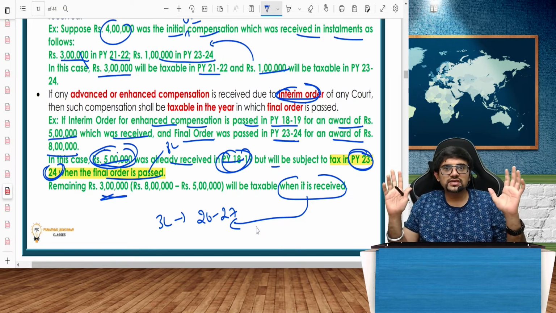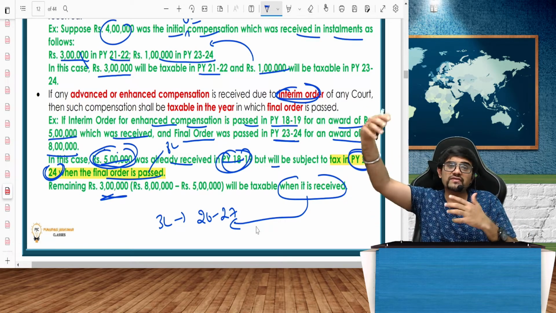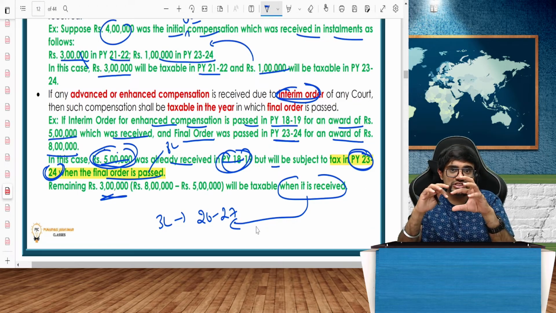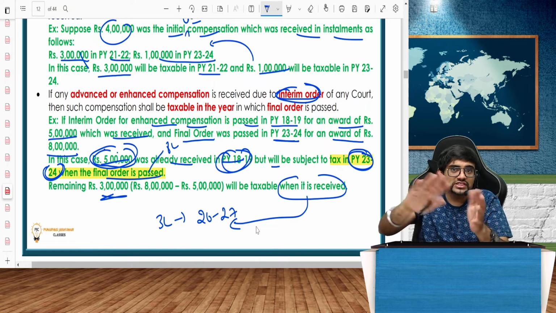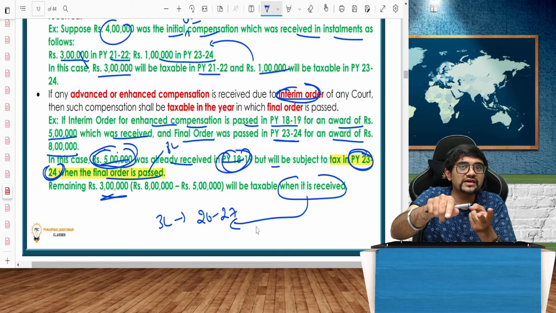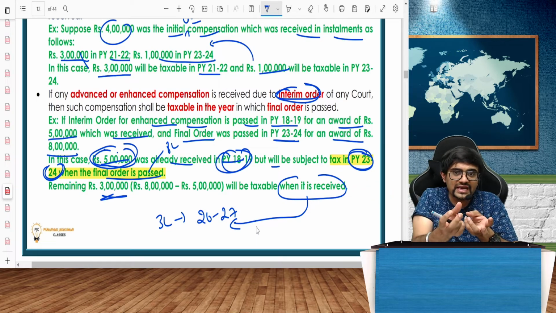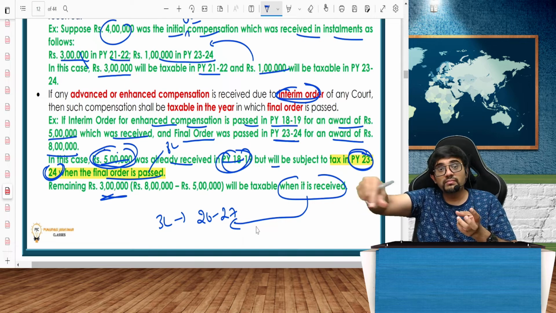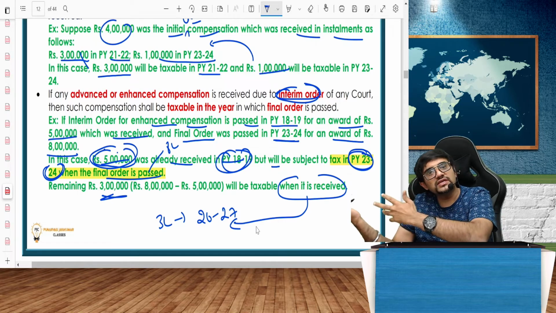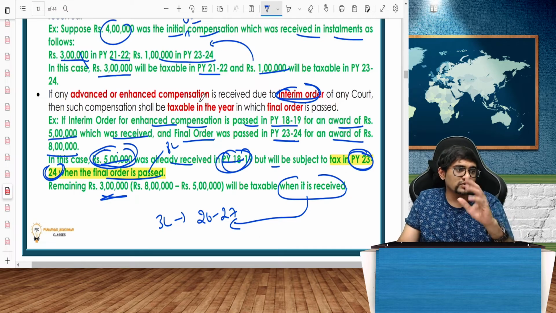Are you clear, guys? Initial compensation, see the wordings in the exam. You pay whenever you want, if the first installment comes, I'll charge everything. Enhanced compensation, as and when you receive, you have to pay. But if they say enhanced compensation plus interim order, see these wordings, then check the final order date. Whatever money you received in the interim order, that 5 lakh will be charged when you get the final order. But if the money in the final order increases, that increased amount will be charged whenever you receive it, 2-3 years later. That time you will have to pay. Is this clear? Very important. Yes or no? All of you.